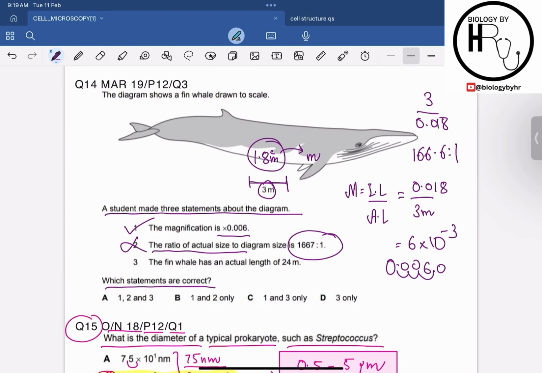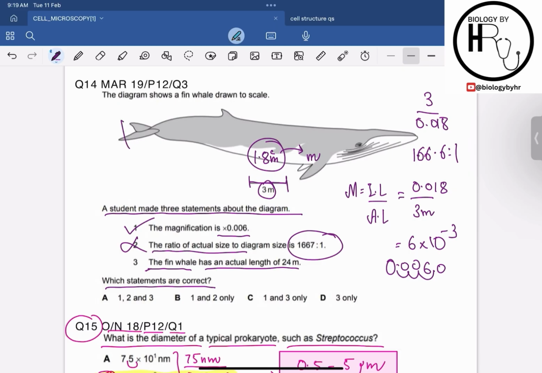Now statement 3 says the fin whale has an actual length of 24 meters. Let's now solve this MCQ by using the elimination method, because this is confusing: the fin whale has an actual length of 24 meters.